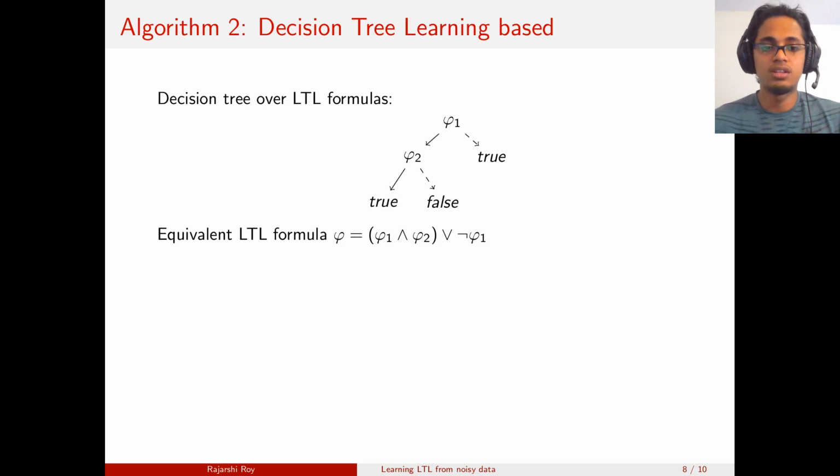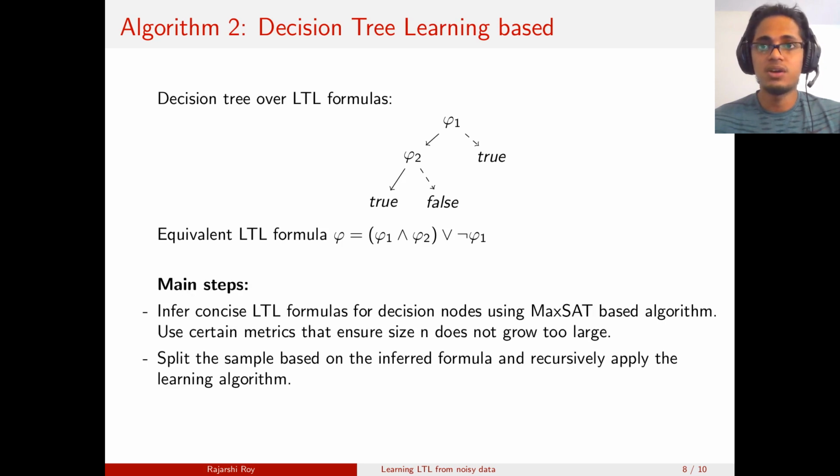I will briefly touch upon the two main steps in the algorithm. First, for the decision nodes, we infer concise LTL formulas using a MaxSAT based algorithm. What we do here is essentially search for LTL formulas based on certain metrics that ensure that the size of the inferred LTL formula does not grow too large. We then split the sample based on the inferred LTL formula, and we recursively apply the decision tree learning algorithm. While in this algorithm we do not ensure we obtain a minimal formula, we observed empirically that our algorithm terminates faster while inferring formulas from noisy data.